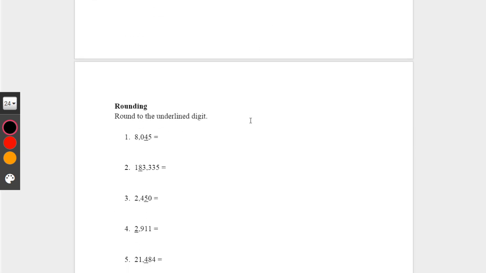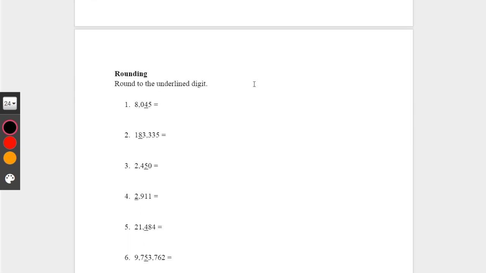And finally, rounding. Rounding is basically easy. Anything 1 to 4, you stay. 5 to 10, you go up. So 8,045. You need to round this number. 5 is greater than 4, so therefore it will become 8,050.